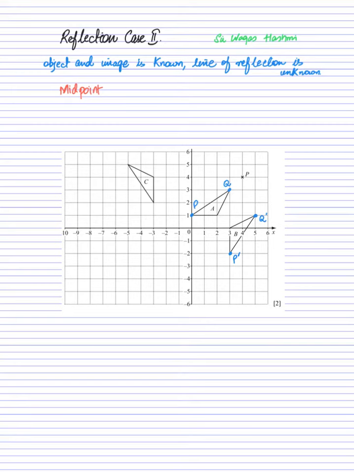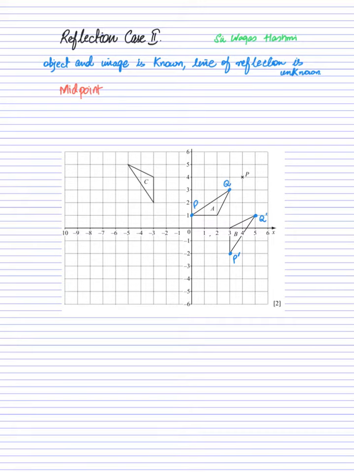Now, I need to count the number of boxes between P and P dash. So count the number of boxes: it's 1, 2 and 3. That means if there are 3 boxes, the midpoint will be at 1.5 boxes. Alright, so I got the first point and that will be here.